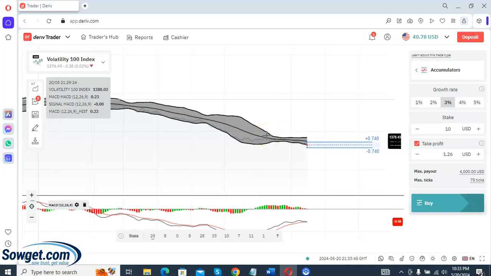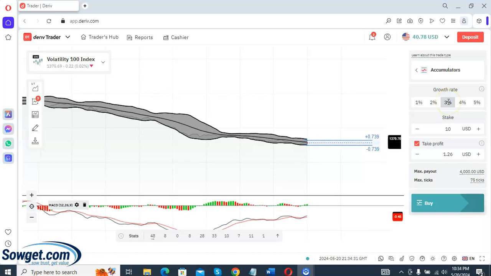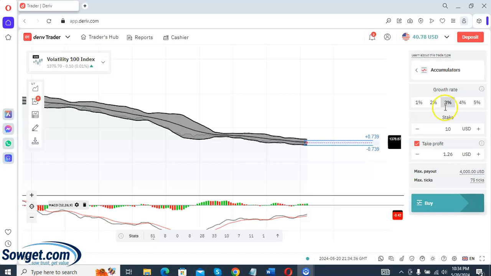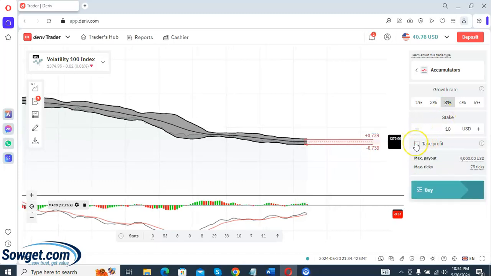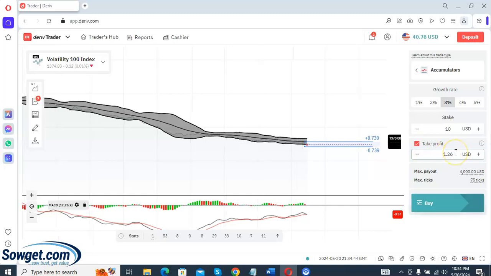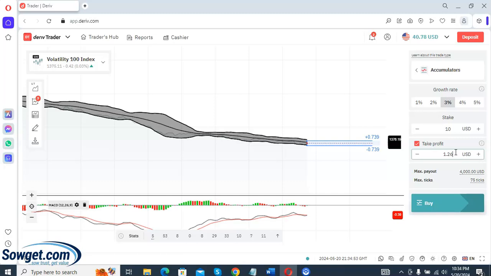So we've added two indicators on our chart now. The growth rate for this strategy is 3%, because it's very high. For this particular one, we're going to use a take profit. The take profit is exactly what you are seeing here, 1.26 USD. It's very important. 1.26 USD is the take profit for this strategy.